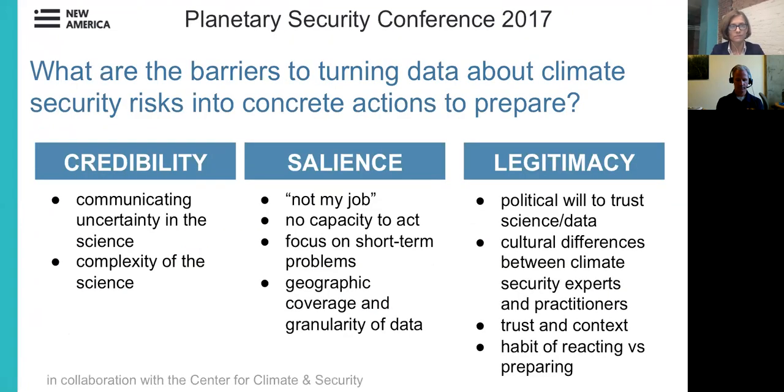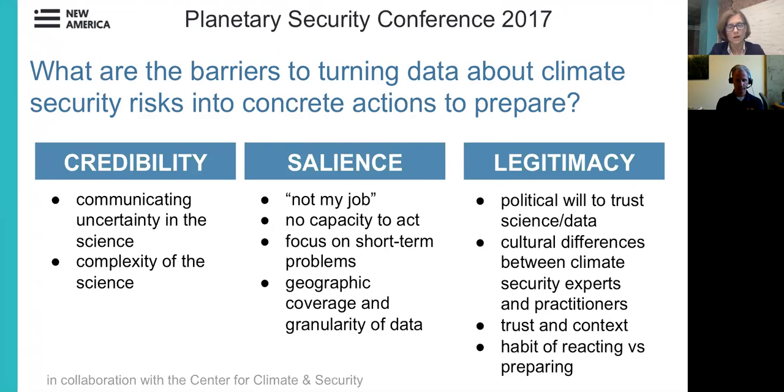Last December, we teamed up with the Center for Climate and Security and asked experts at the Planetary Security Conference in The Hague a question: what are the barriers to turning data about climate security risks into concrete actions to prepare? The top 10 barriers identified fall nicely into these categories of credibility, salience, and legitimacy.